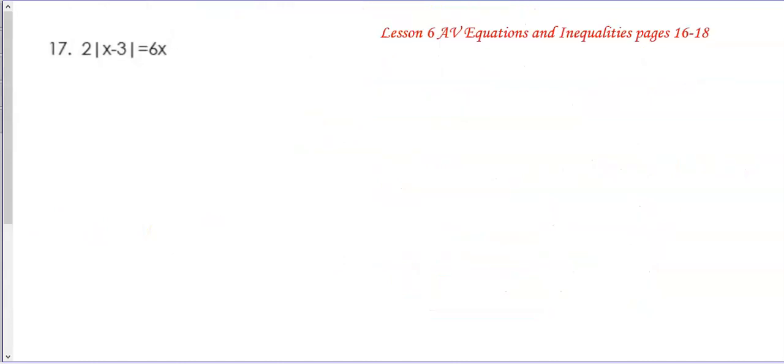So 17 through 20 is lesson 6, absolute value equations and inequalities, solving these algebraically. So we're going to solve these algebraically. So 17 and 18 are equations and 19 and 20 are inequalities.